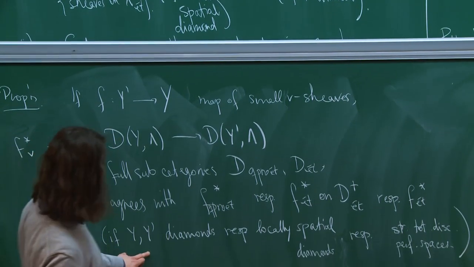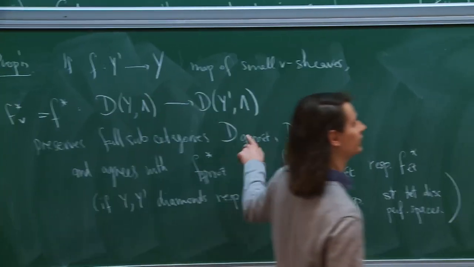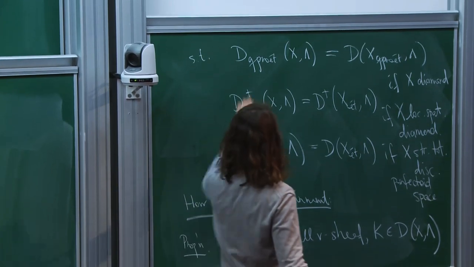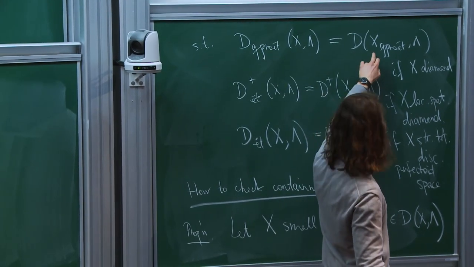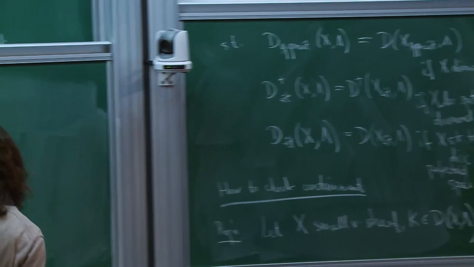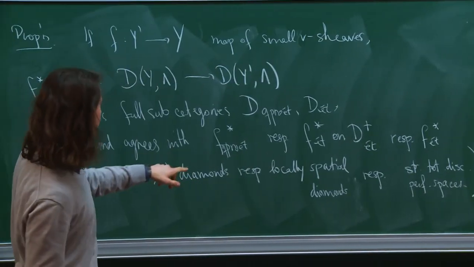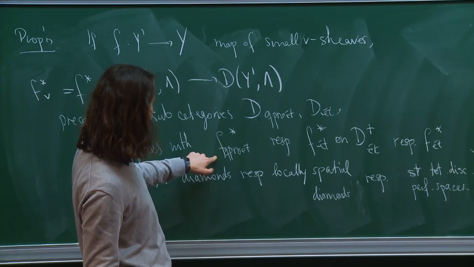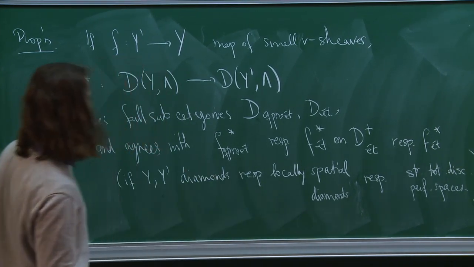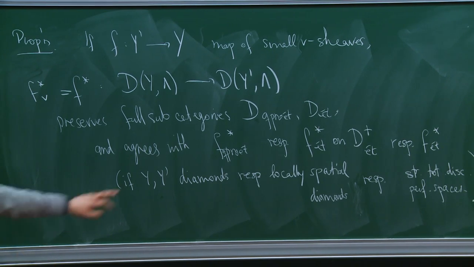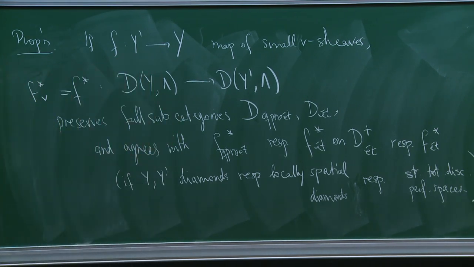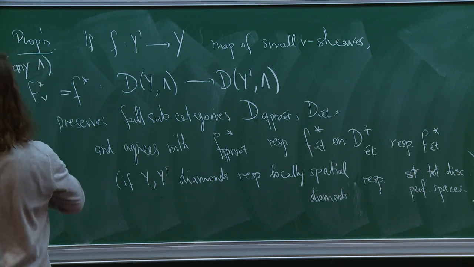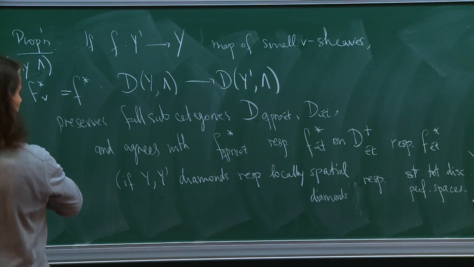So if Y and Y prime, for example, are diamonds, then I previously said that this quasi-proetale derived category is the same thing as a derived category on the quasi-proetale site. And so you would have a different functor a priori relating these derived categories on the quasi-proetale site, given by pullback on the induced map there, but it's the same thing. And this is still for any lambda.